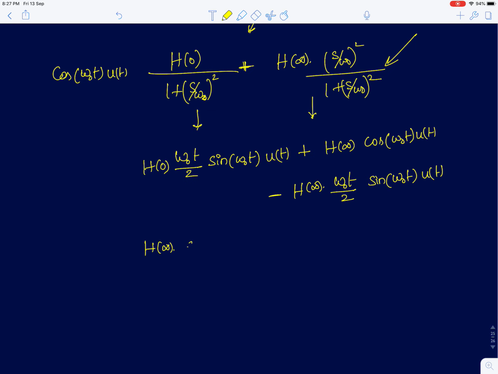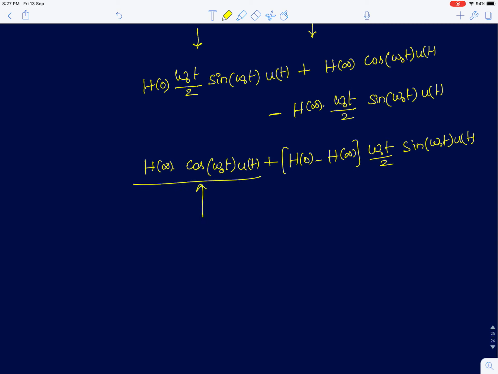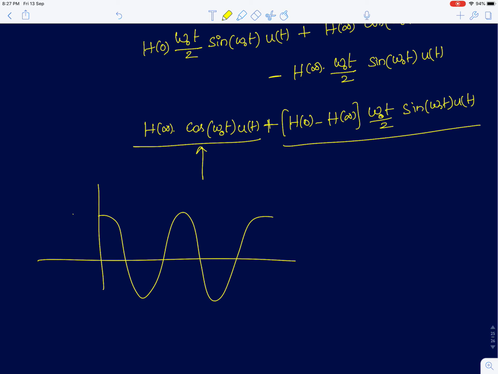So this again reduces to h infinity cos of omega naught t into u of t plus omega naught t by 2 into sine omega naught t into u of t. Okay, so you're going to have a sinusoid which is going to change suddenly at t equal to 0, and this term will increase linearly with time. Okay, so it will be a sum of two responses, a sinusoid multiplied by h infinity, the infinite frequency gain, plus a linearly increasing sinusoid.